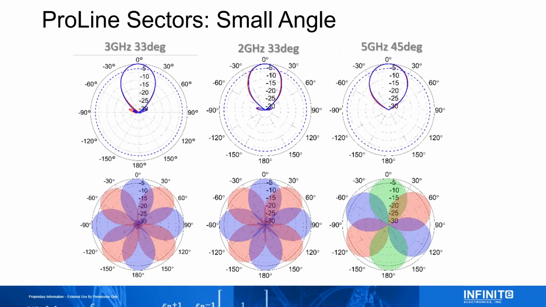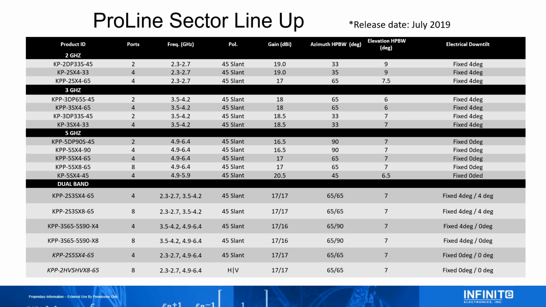It's kind of what the patterns look like of the antenna. The side lobes are so low. I mean, they look like horns almost. And then this 45, no side lobes at all on this scale. ProLine sector, come and check out our website or go to DoubleRadius, check it out.